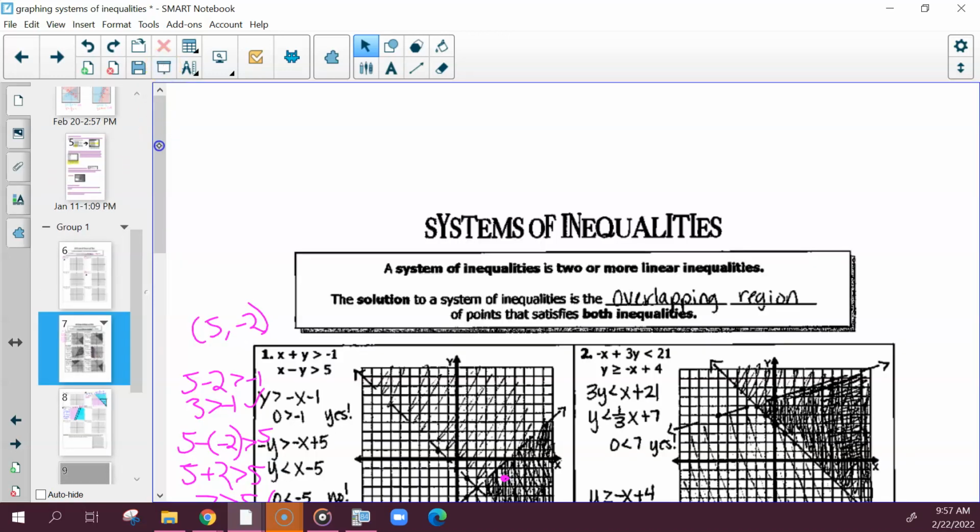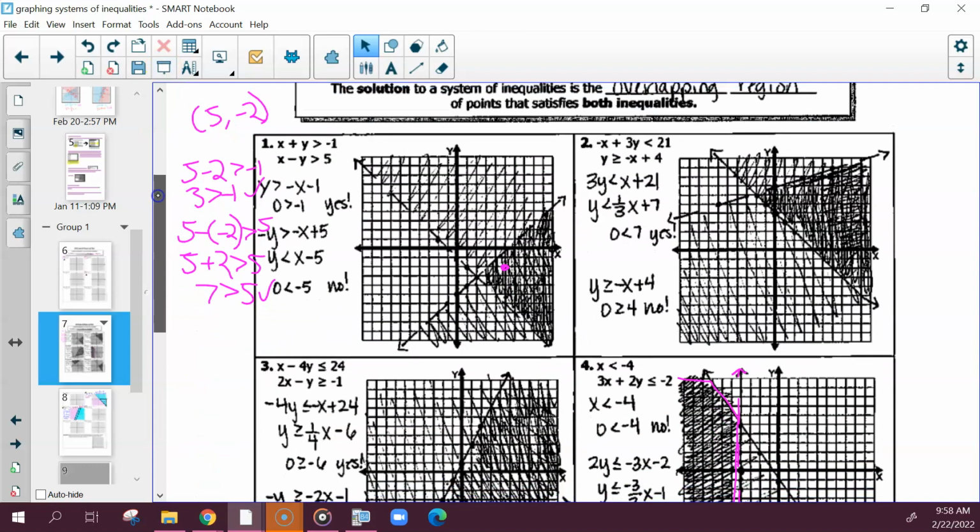On the last page, for number 1, you need to solve both of these. It's not showing that work, but the two inequalities you should have gotten were y is greater than negative x minus 1 and y is less than x minus 5. So both dashed lines, one shaded above, one shaded below, and this would have been your solution area.